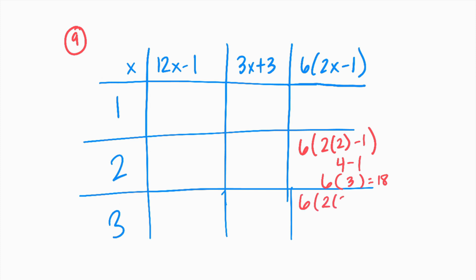Well, this one we're going to put a 3 because we're in the 3 column. 2 times 3 is 6 minus 1. 6 minus 1 is 5. And 6 times 5 is 30. So that box is going to be worth 30. Okay, so these ones are just practicing that skill that we did with the scavenger hunt.